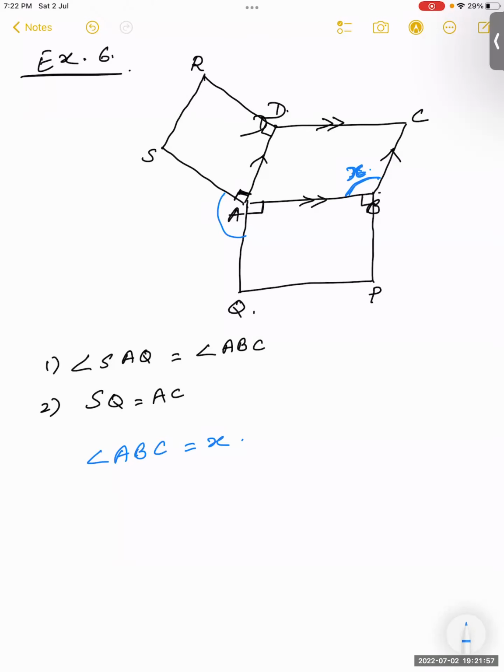By the way, in a parallelogram, what is the sum of angles of adjacent sides? If I take angle DAB plus angle ABC, what is the value of it in a parallelogram? 180. Why? Because they are parallel. That is the reason.